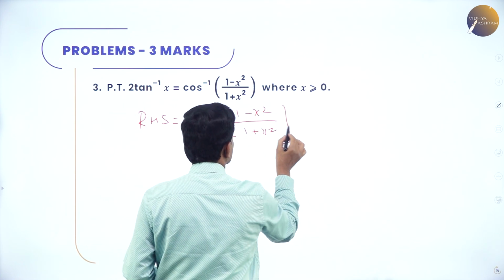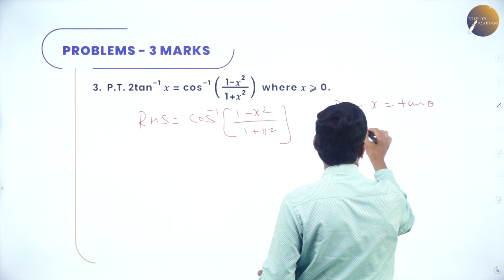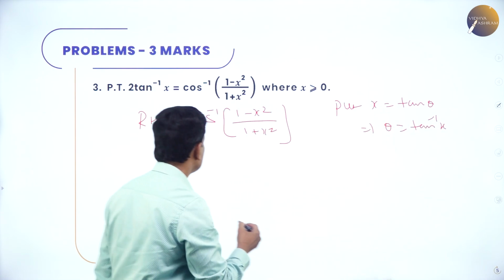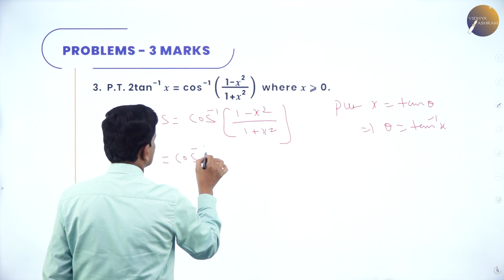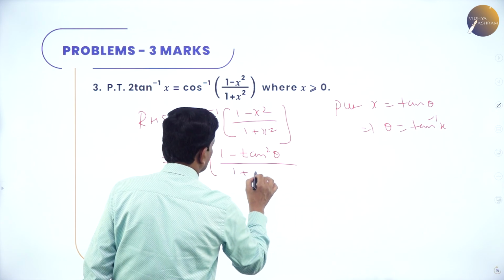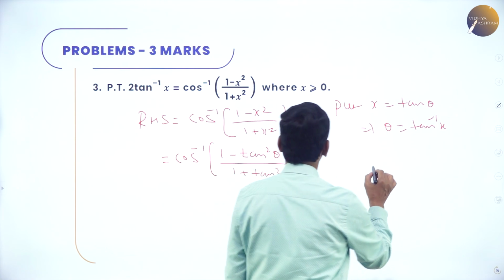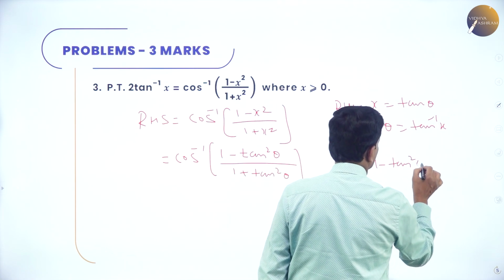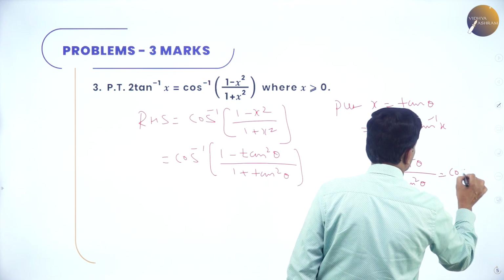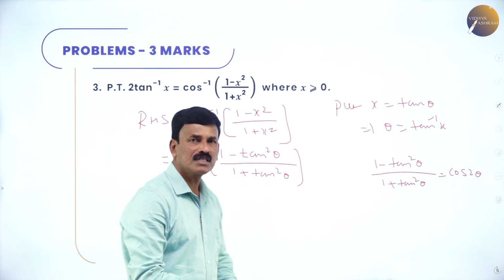Here, take the substitution. Put x is equal to same tan theta, which implies theta is equal to tan inverse of x. Substitute here. So this is cos inverse of 1 minus tan square theta divided by 1 plus tan square theta. So you know there is one formula for 1 minus tan square. 1 minus tan square theta by 1 plus tan square theta is always equal to cos 2 theta. If you want, you can simplify.